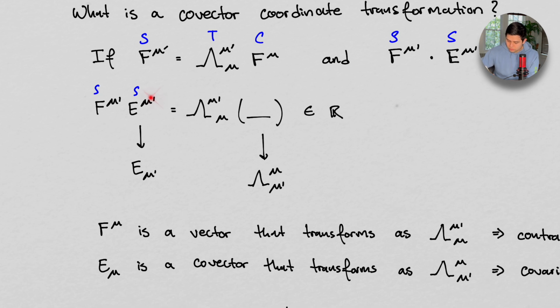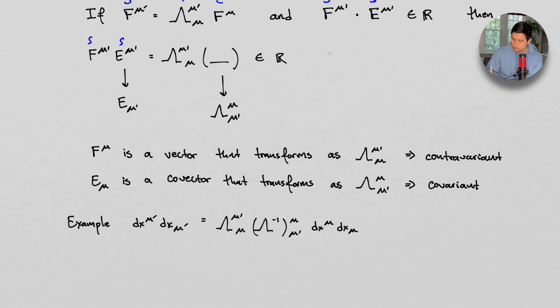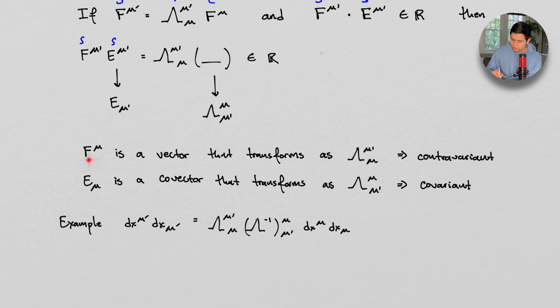And so we also want to call this something different because, again, this is a different object than this, right? So we're going to make this subscripted. So covectors, I like to remember, are below, okay? And so this object has to transform in this way. So F mu is a vector that transforms as this, and we're going to call this a contravariant transformation. E mu is a covector that transforms in this way, and then we're going to call that a covariant transformation.